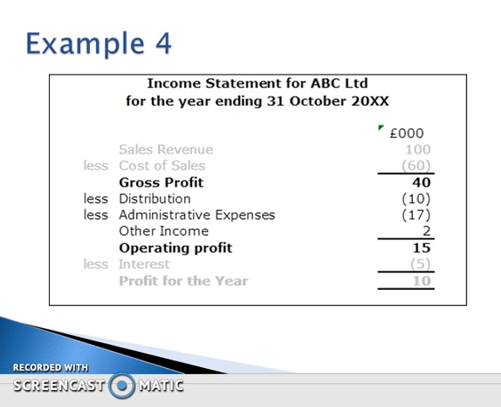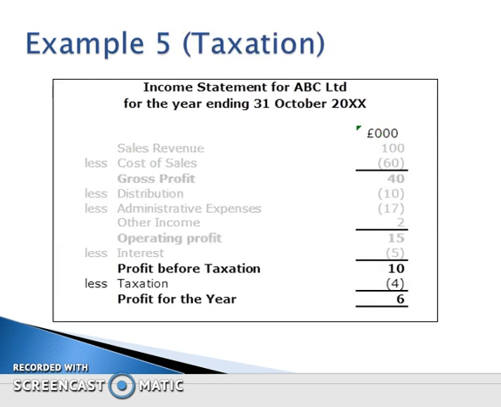Having made a profit, the company will probably have to pay tax. This is shown at the bottom of the income statement. Once again, there is another subtotal. This time it is profit before taxation.